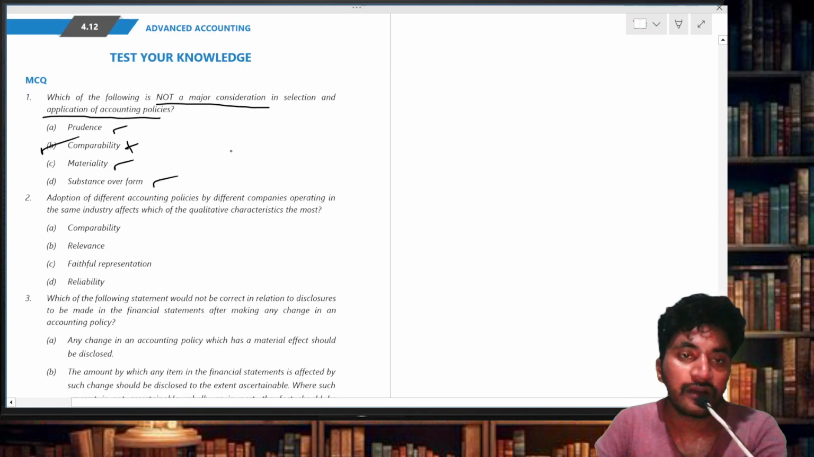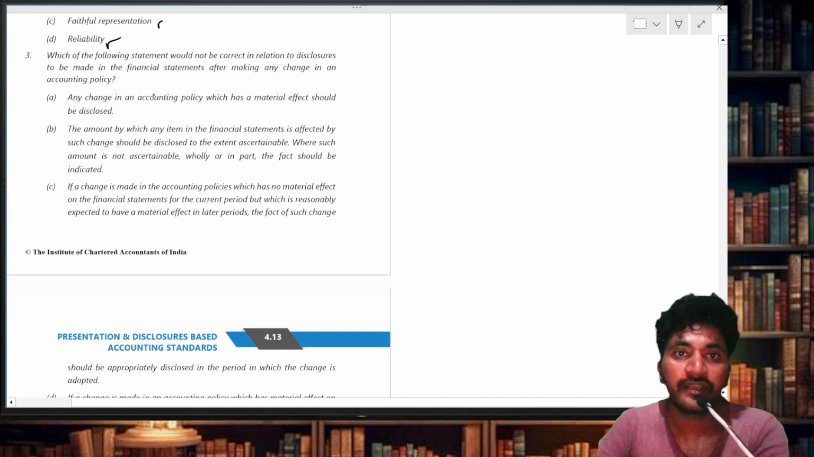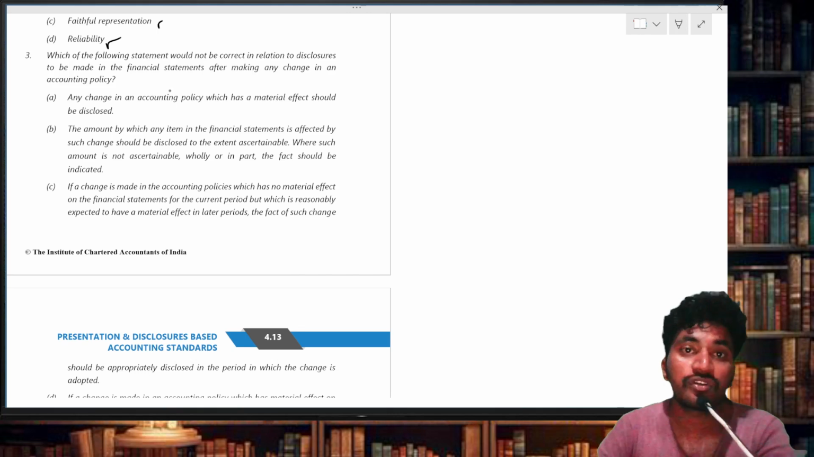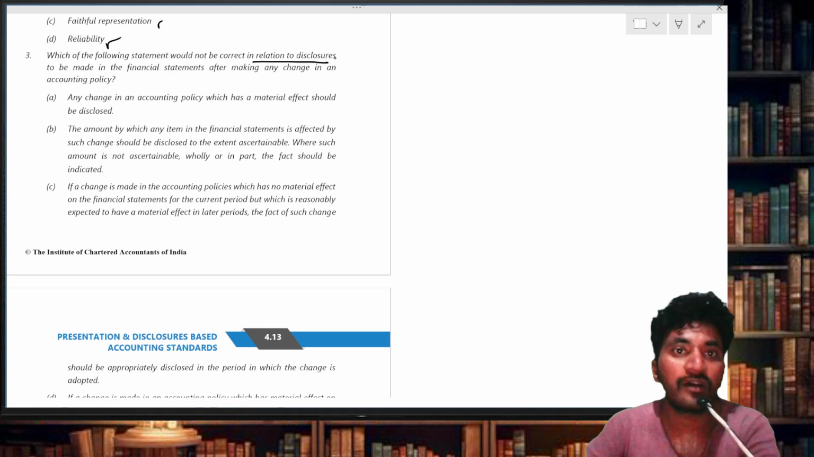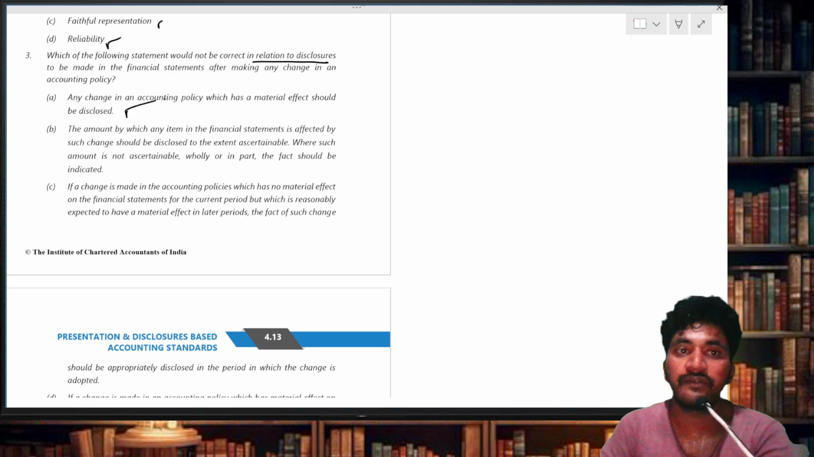Adoption of different accounting policies by different companies operating in the same industry affects which qualitative characteristic the most? Comparability, yes. Relevance, no. Which of the following statements is not correct in relation to disclosure made in the financial statement? Any changes in accounting policy which materially affect the financial statements should be disclosed, yes. The amount by which any item in the financial statement is affected by such changes should be disclosed to the extent ascertainable, yes.